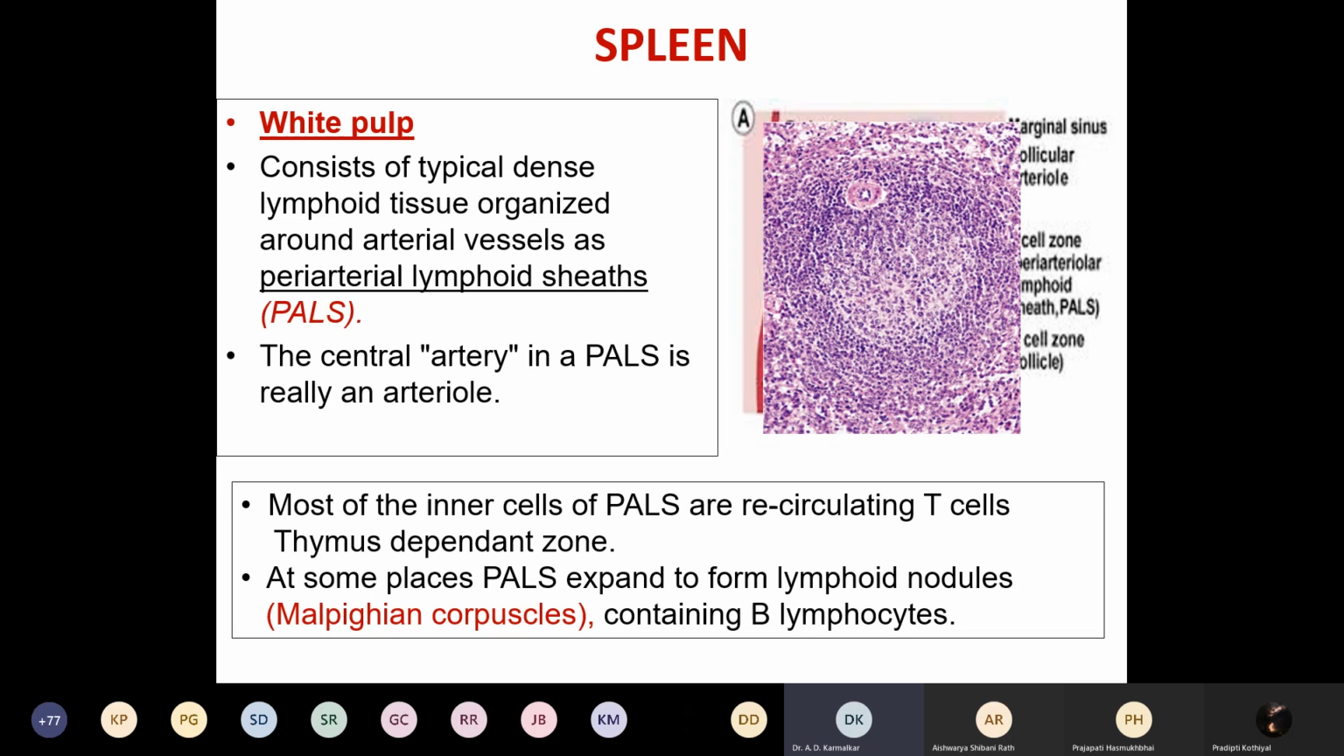Now this is the real arrangement. You can see there is a central area which is lightly stained. You can see there is a dark area at the periphery surrounding the vessel, and this is the white pulp.